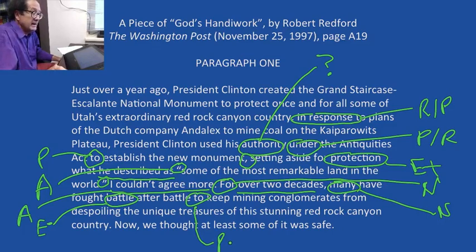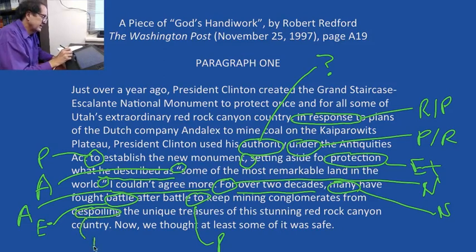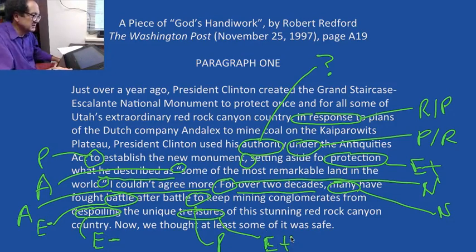Okay? Mining conglomerates. Is mining bad? No. Are conglomerates bad? Not necessarily. You can explain what a conglomerate is without talking about good or bad. From despoiling. Now, wait a minute. Now we've got an evaluative term. It's an evaluative negative term. Despoiling means spoiling things or making them bad. And what about treasures? Treasures is going to be an evaluative plus term because treasures are good things.